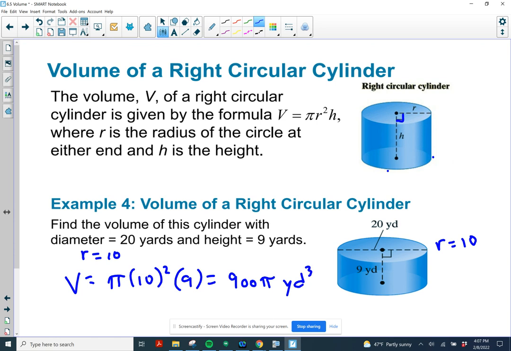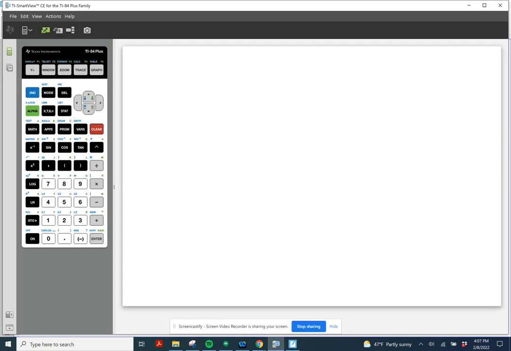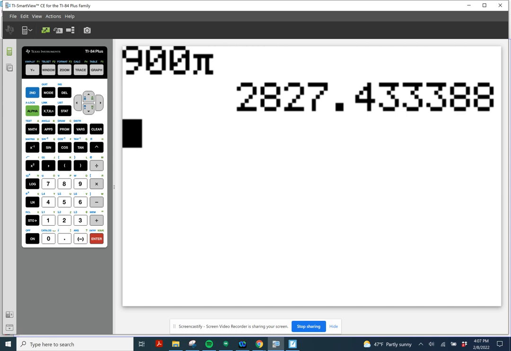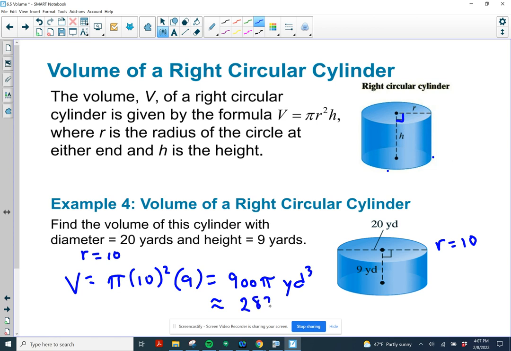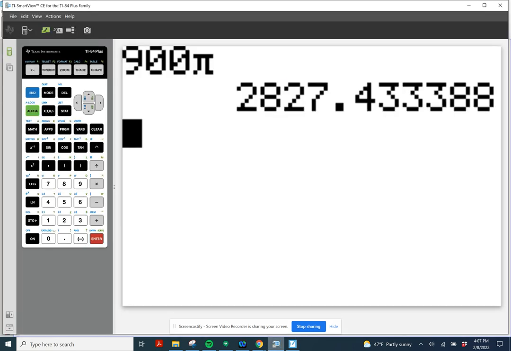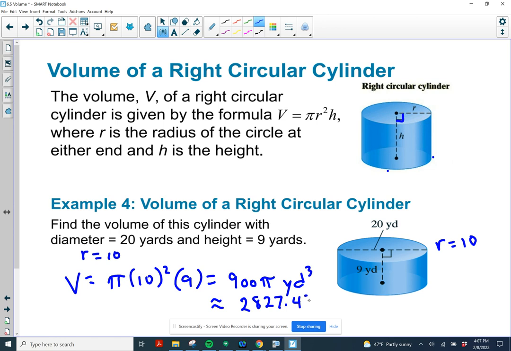cubic yards, right? Or if we needed that multiplied out, we would grab our calculator and do 900 times pi, and we get 2,827.43. Or if we rounded it to the nearest whole cubic yard, 2,827. I think we'll go with 2,827.43 cubic yards. Yards cubed or cubic yards, right? Cubic yards.